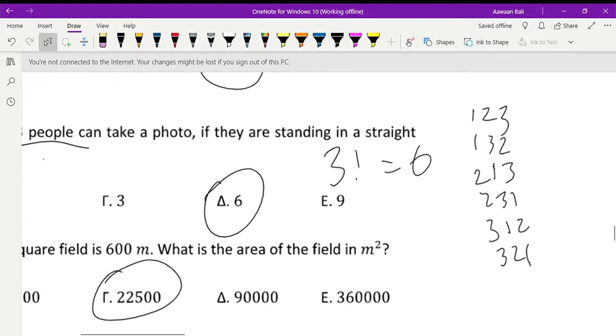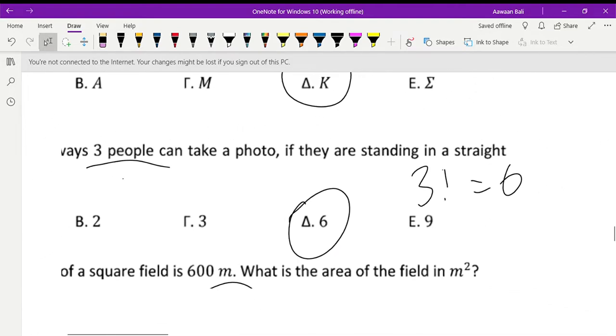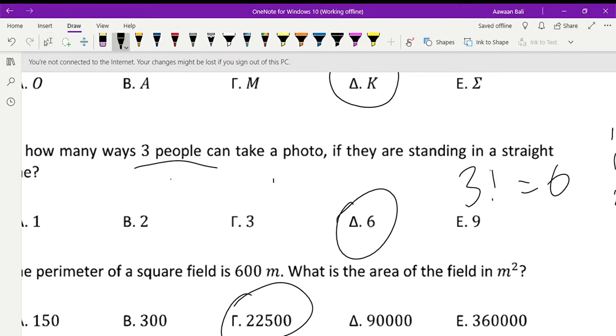Or you could use factorials, where let's say there's n factorial, where n is the number of people or the number of things, objects there are. N factorial is basically like, let's say we have 5 factorial. You just start with the 5 and multiply that by the numbers lower than that. So 5 times 4 times 3 times 2 times 1, that's 120.